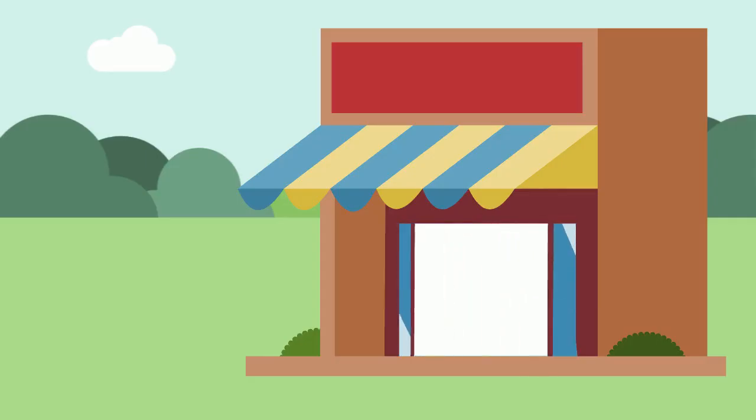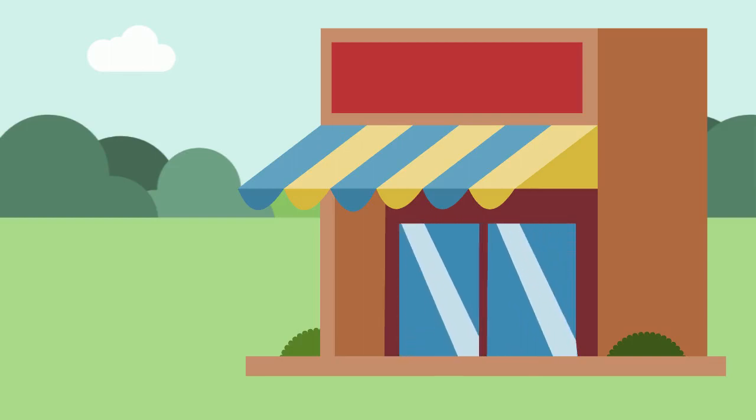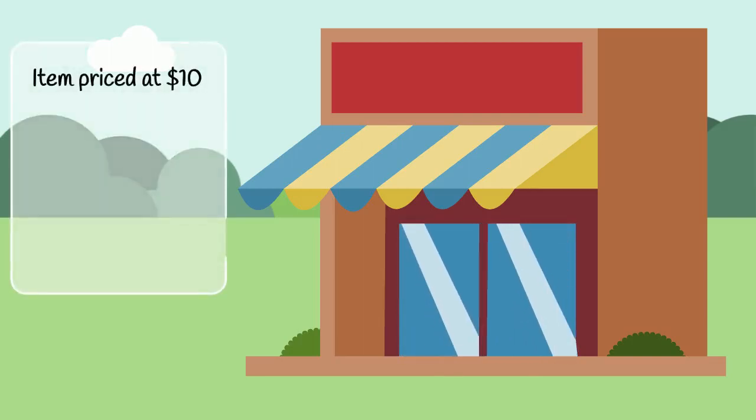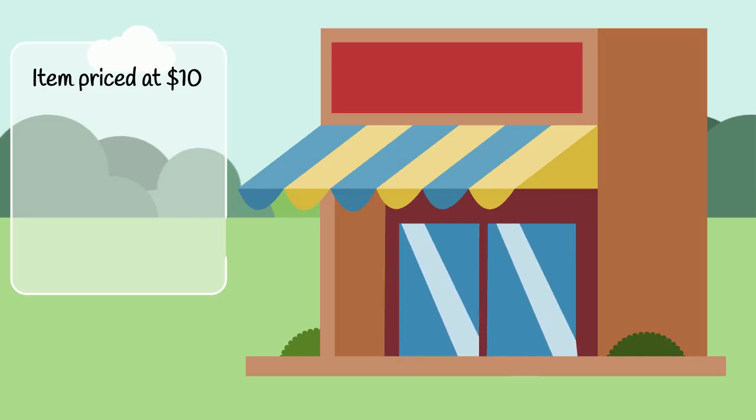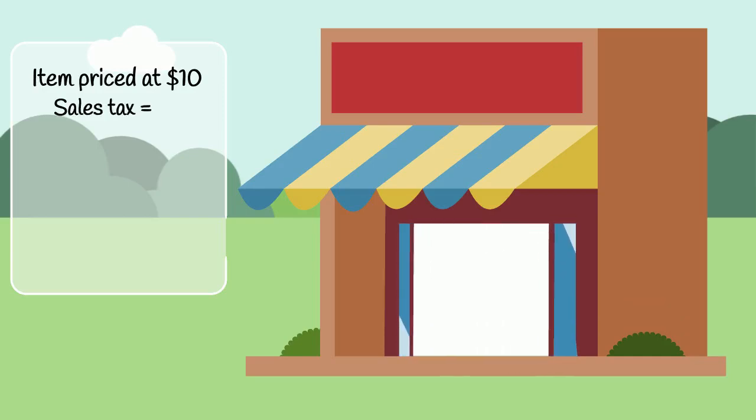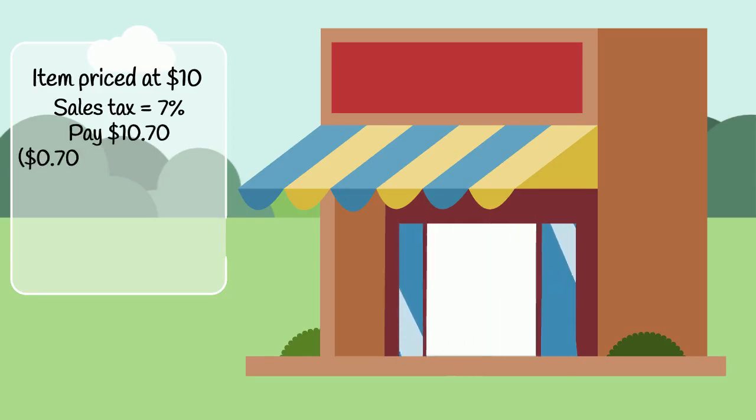When you buy something at the store, do you only pay for that item? For example, if you are purchasing something for $10, are you going to pay $10 for it? No, you have to pay sales tax on it too, right? If the sales tax is 7%, then you will pay a total of $10.70.